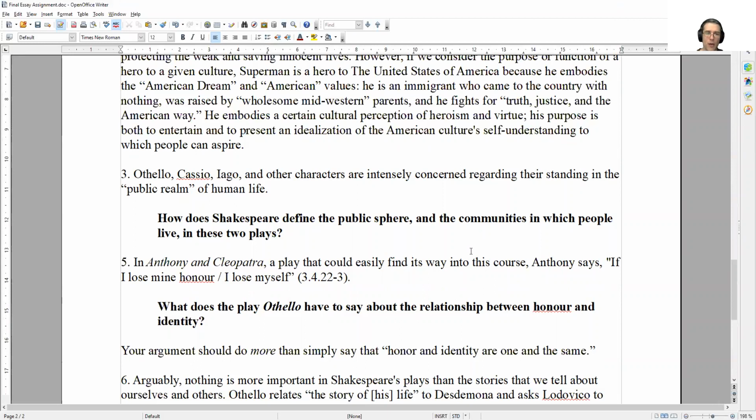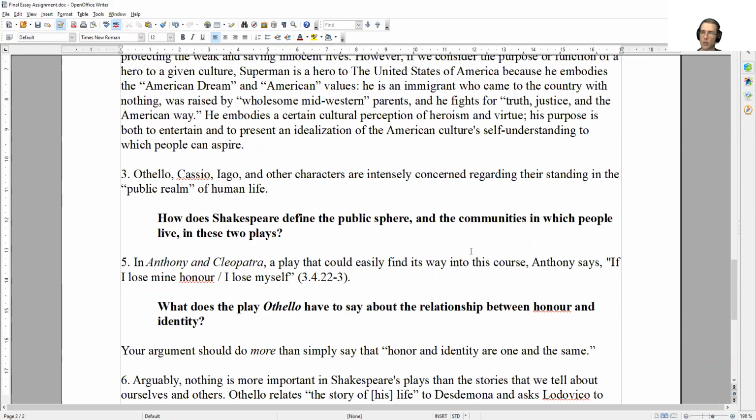Question 3. Othello, Cassio, Iago, and other characters are intensely concerned regarding their standing in the public realm of human life. They're concerned with their reputation or with their honor. How does Shakespeare define the public sphere and the communities in which people live in these two plays? What is his definition of public community? How does he seem to view public life? What does he argue about it?